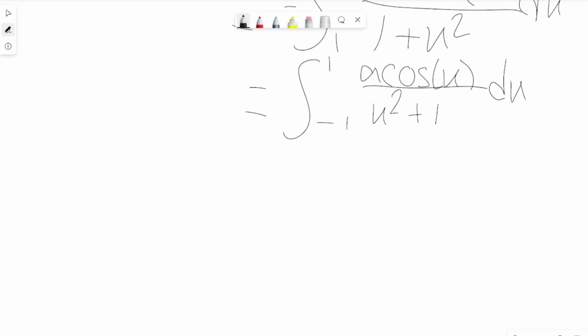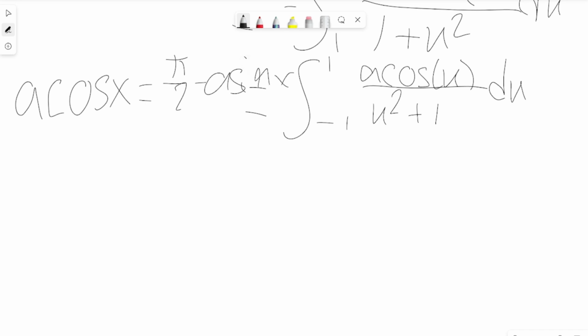If you analyze the graph, you can note the identity: the inverse cosine of x equals pi over 2 minus the inverse sine of x, or the inverse sine of x plus the inverse cosine of x equals pi over 2. It's the same thing for the inverse tangent and inverse cotangent.